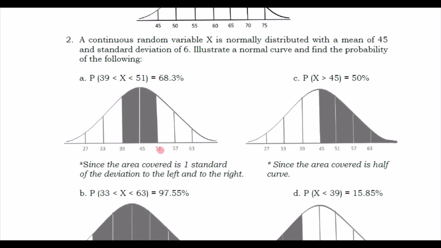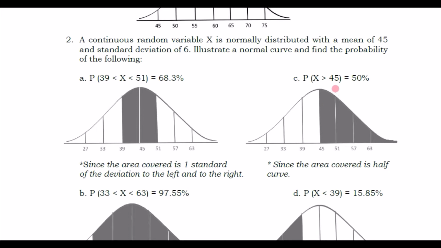Pag sinabing probability, we are looking for the percentage area. Okay? So, ito yung probability, ito yung distribution na hinahanap natin. Okay? So, from 39 to 51, gaano daw kalaki yung area na yan? Di ba alam naman natin na kapag one standard away from the mean, this is 34.15 and another 34.15, another one standard away from the mean. Okay? So, alam natin na that is 68.3%.